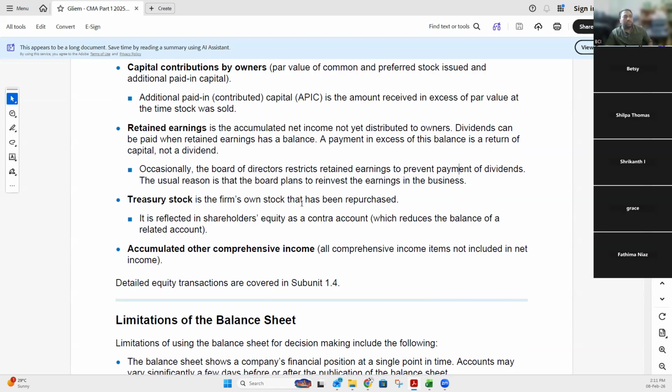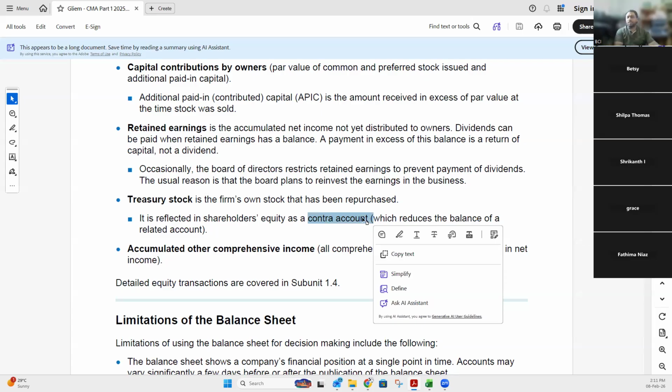Now, then comes treasury stock. It is the firm's own stock that has been repurchased. It is reflected in the shareholders' equity as a contra account. Do you know what a contra account is? Like if you take cash from the bank, that's actually a contra transaction: cash to bank, bank to cash, petty cash to bank, petty cash to cash and all. That's a contra transaction.